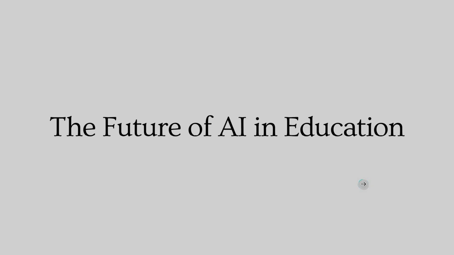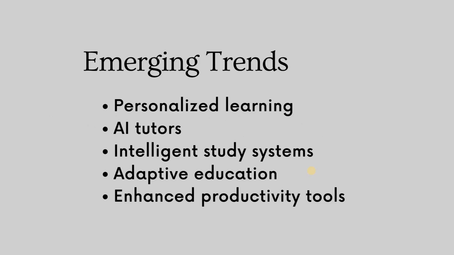Now let's talk about the future of AI in education. I want us to debate. AI is becoming increasingly integrated into education. Students who learn how to use AI responsibly today will have an advantage in the future workplace. So the key skill won't be avoiding AI. It will be learning how to collaborate effectively with it. So you can use it as your personalized learning AI tutors, intelligent study systems, and also enhanced productivity tools.